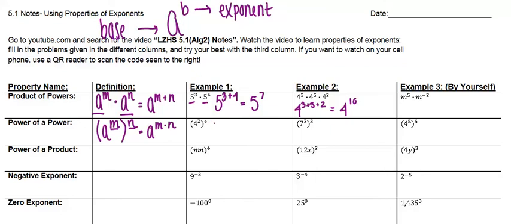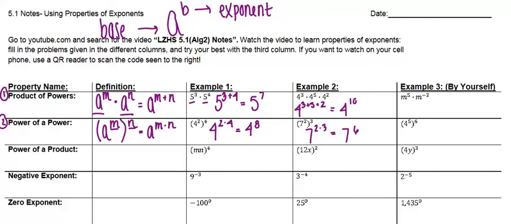Looking at example 1, I have a power raised to a power, so I can actually rewrite this as 4 to the power of 2 times 4. And of course we can simplify 2 times 4 as 8. Similarly, in example 2, we have a power raised to a power again. I can rewrite this as 7 to the power of 2 times 3. And of course, we get a final answer of 7 to the 6th power.